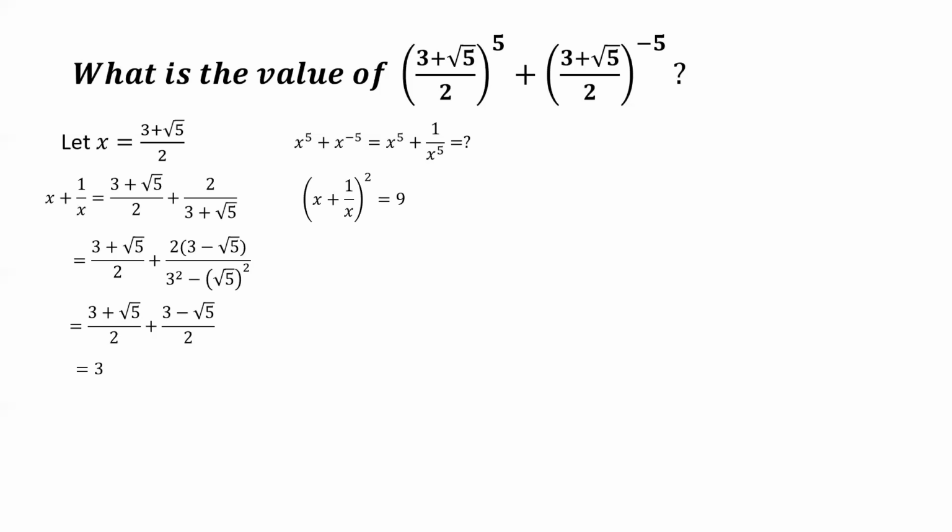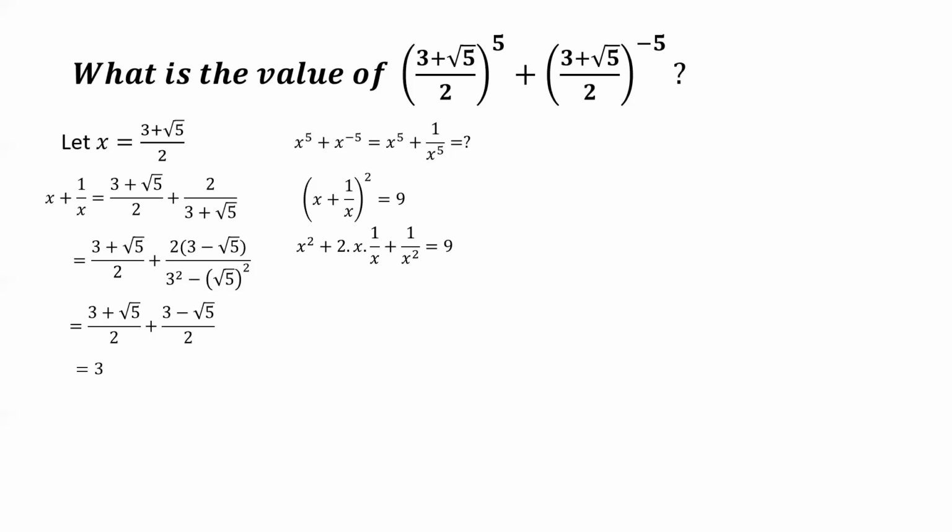And once we do that, we can expand (x plus 1 by x) whole square. So that's the formula of (a plus b) whole square equal to a square plus 2ab plus b square. Just to keep in mind that here a is x and b is 1 by x. So that's the result of the expansion.